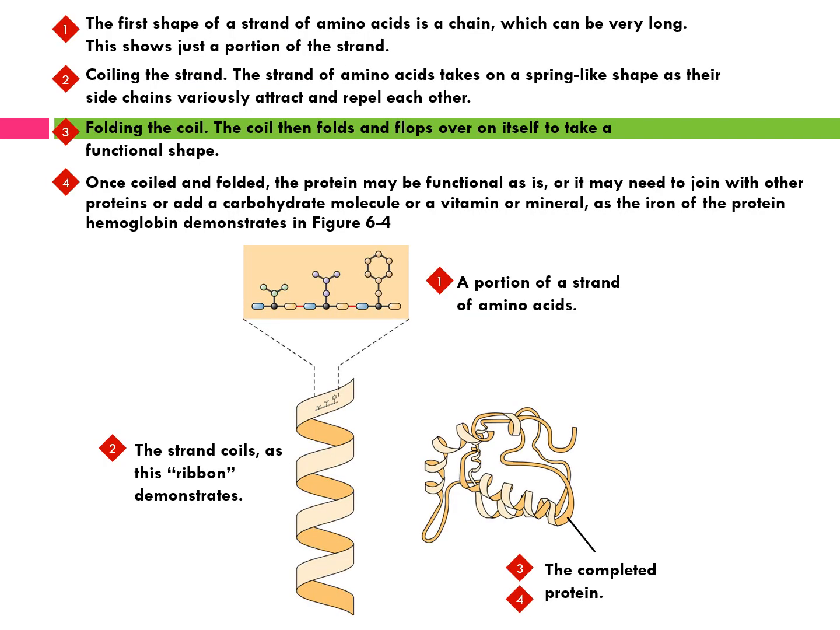So here we have this sort of string of amino acids, and this is shown in that little area here. And then the strand is going to coil into the secondary structure, and then that coil is going to bend and fold into a tertiary structure, and then multiple tertiary structures will create the final protein.